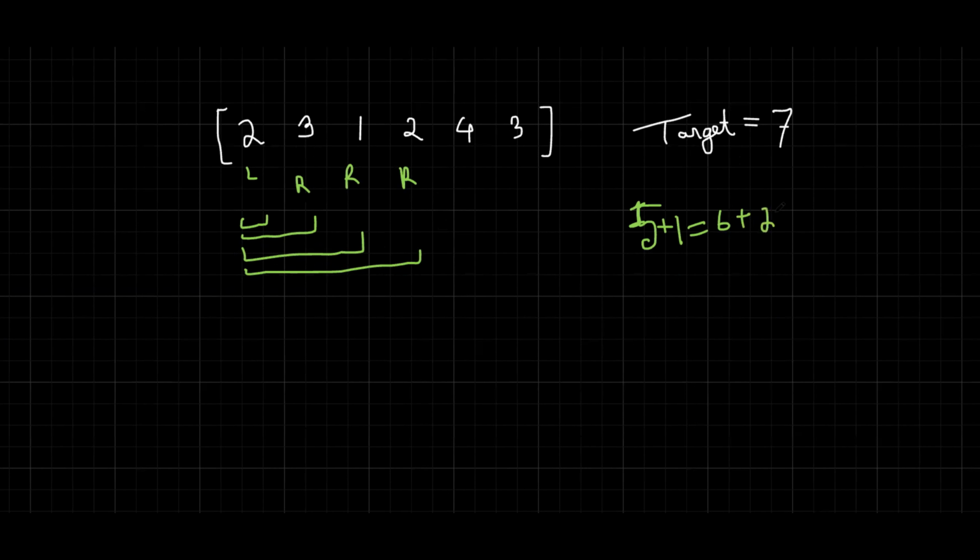6 plus 2, that means 8. Now 8 is greater than 7, so we can consider this window as one of the desired outputs. So here the length of this window is 4.